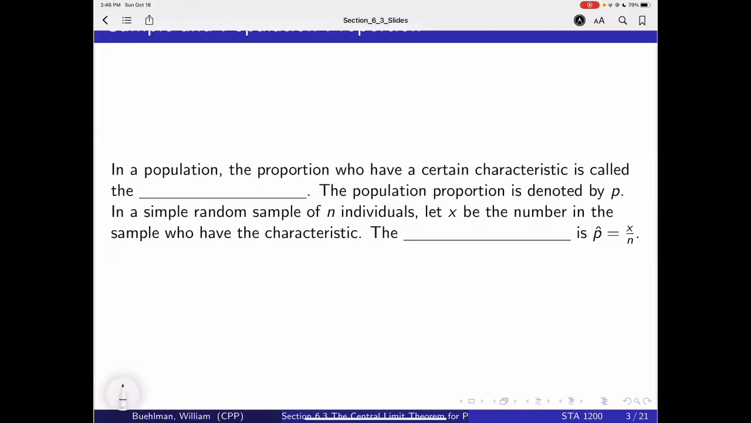In a population, the proportion who have a certain characteristic is called the population proportion. The population proportion is denoted by P. In a simple random sample of n individuals, let x be the number in the sample who have the characteristic. The sample proportion is p hat, which is p with this little arrow above it, which is equal to x over n.